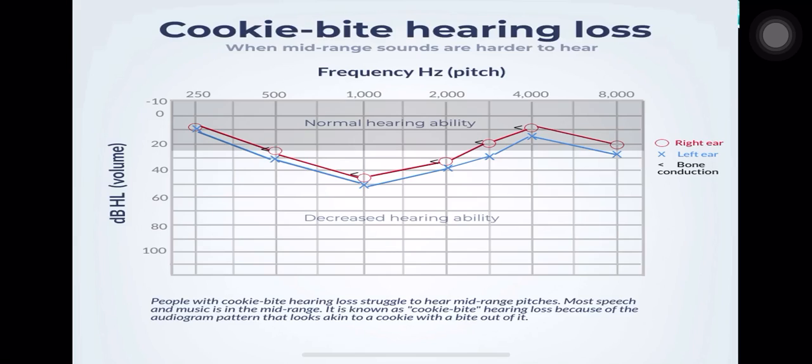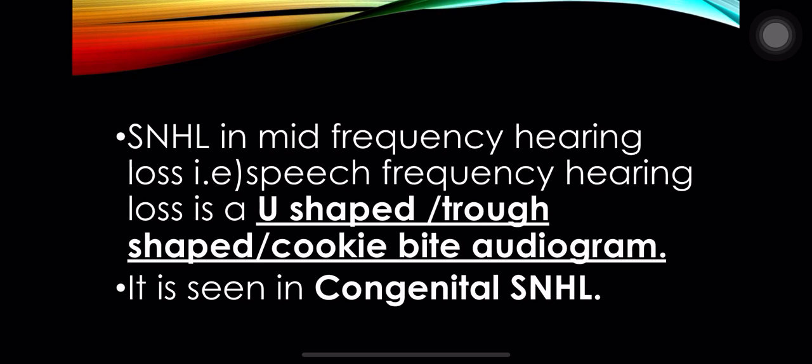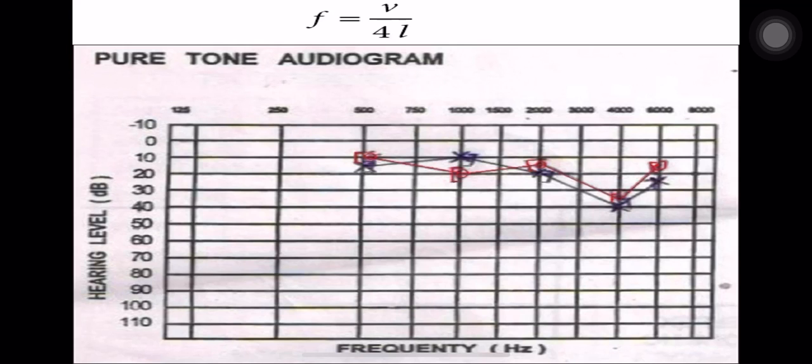So look at the shape of the audiogram. It looks like a U-shaped audiogram or a cookie bite shaped audiogram. Cookie bite in the sense that if you bite a cookie, you'll get a shape. So the audiogram looks like that. So it's a cookie bite audiogram or a trough shaped audiogram. Okay, this is seen in sensorineural hearing loss in mid frequency, and it is seen in congenital sensorineural hearing loss.